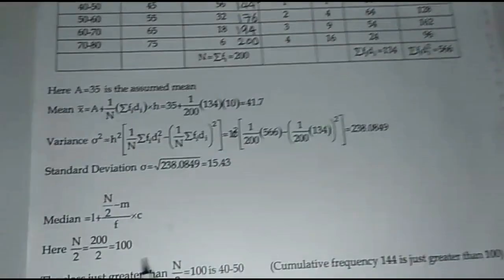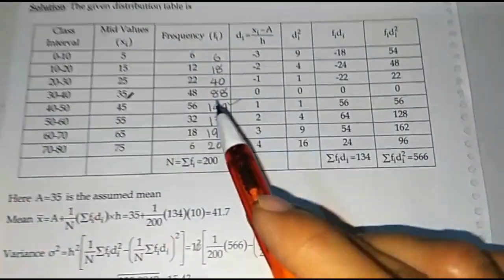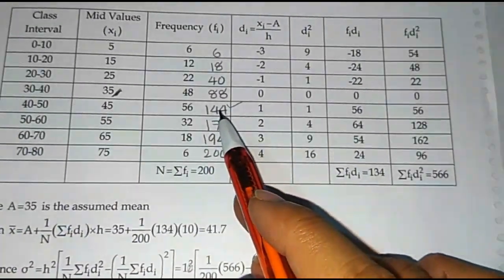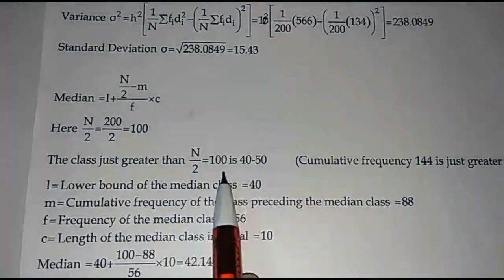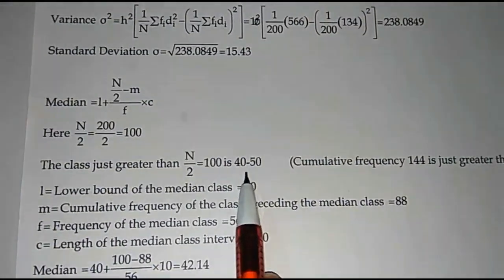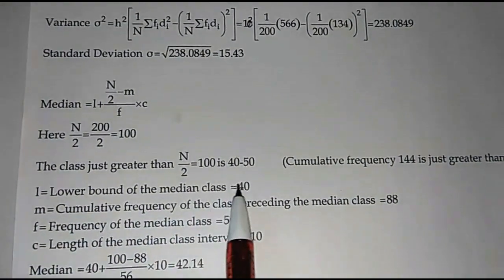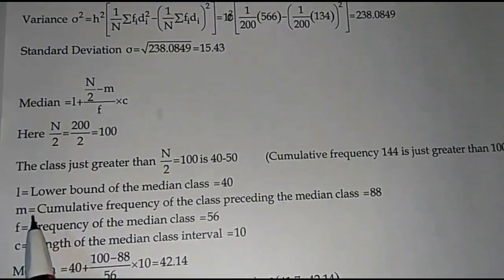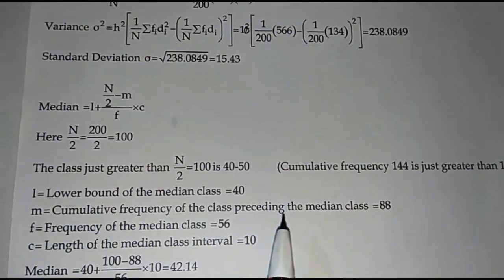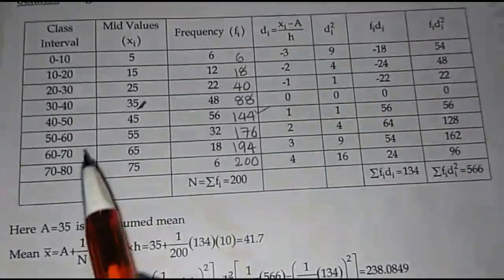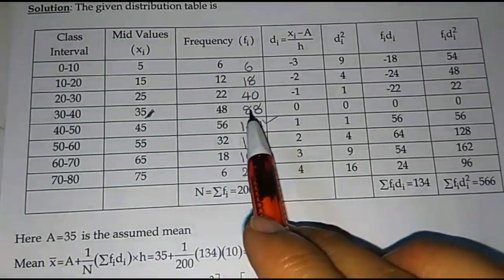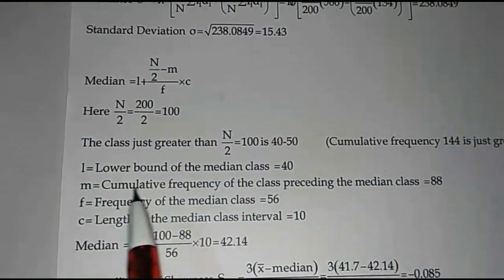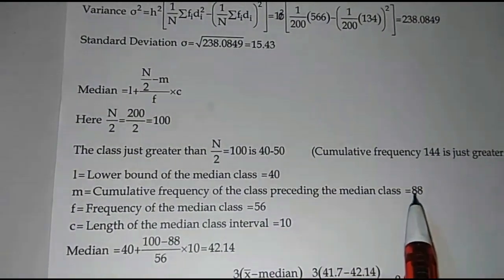Now n by 2 value is 100, and just greater than 100 we have 144. So this is the cumulative frequency corresponding to the class 40-50. So this is the median class. Now the lower bound of the median class is 40, that is L. M is the cumulative frequency of the class preceding the median class. The median class is 40-50, and the preceding class cumulative frequency is 88. So M is 88.